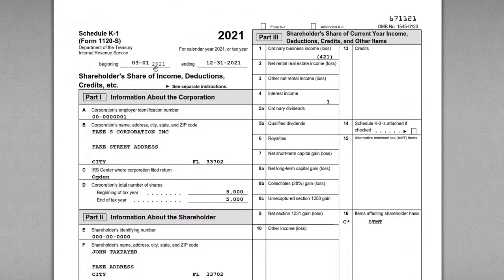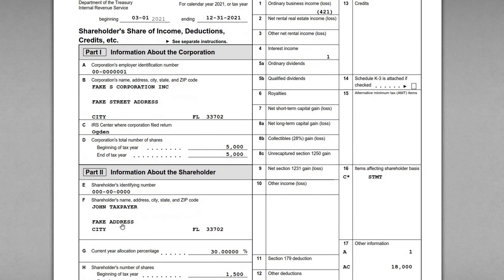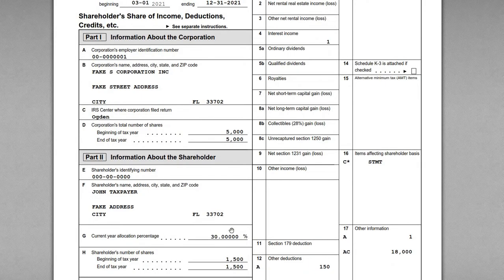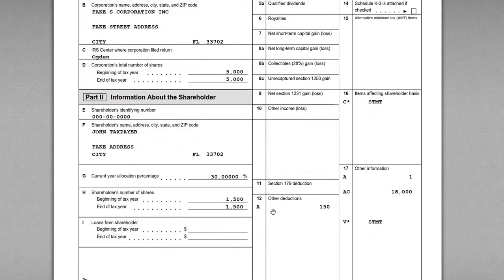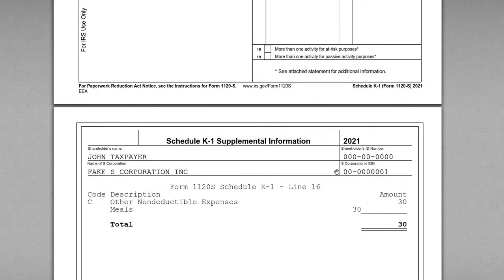Now, if we flip over to the K1 for our taxpayer here, this is a 2021 K1. We have an S Corporation, and the shareholder's information down here. He owns 30% of the company, and he's being allocated a couple of income items here: $421 in ordinary losses and $1 in interest. He's got some charitable contributions passing through, some line 16C items for non-deductible expenses, and then the QBI information is included in 17B. So this is the K1.